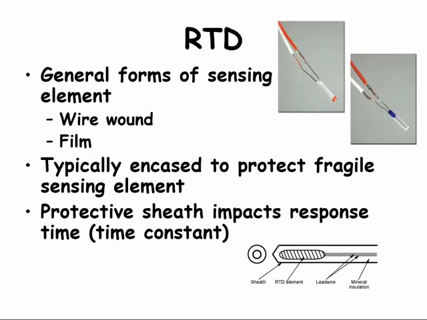Resistance temperature detectors are based on the concept that the resistance of a sensing element will change as temperature changes. The metal sensing element can be either a film or a wire wound around an insulator. The wires and films are thin, so they are very fragile, and they normally are encased in a protective sheath. The sheath provides protection, but it adds mass to the sensor, which will impact the sensor's response time.